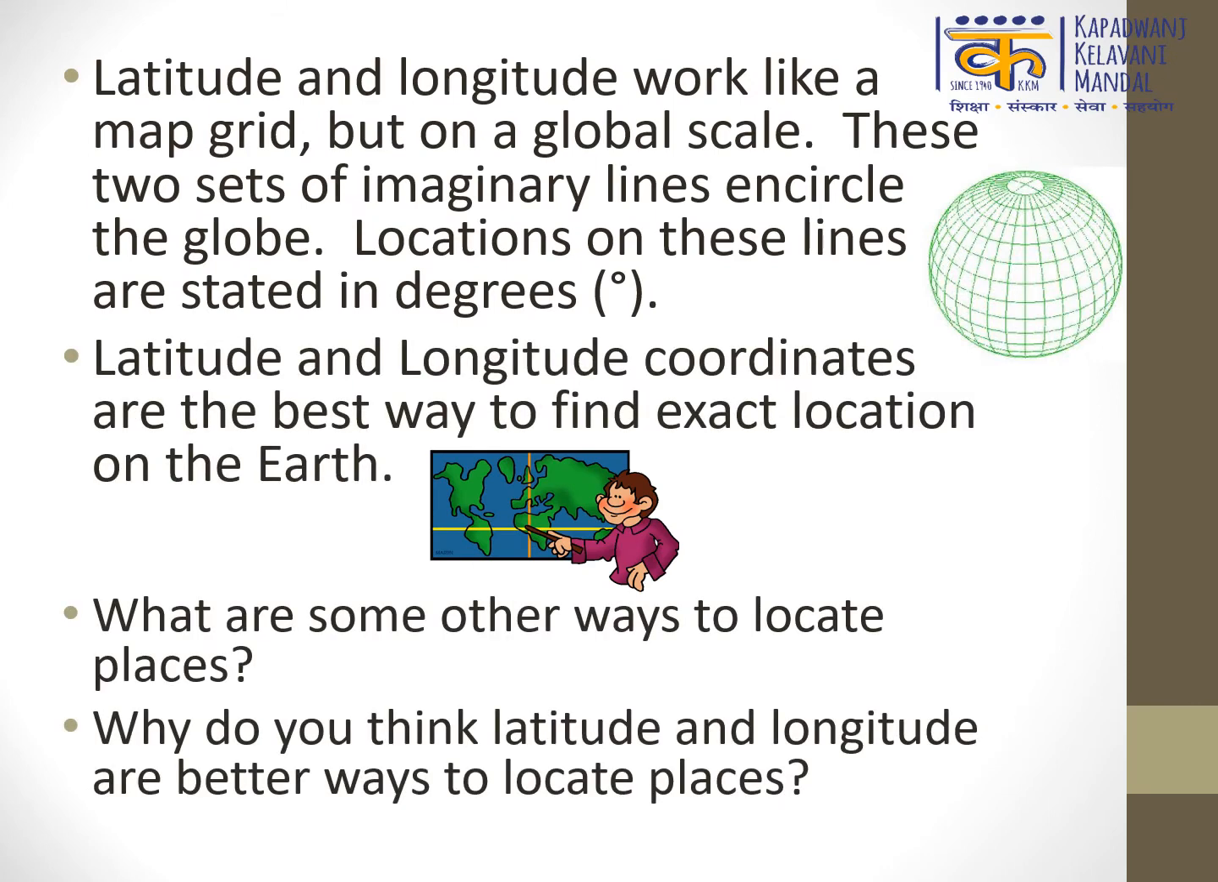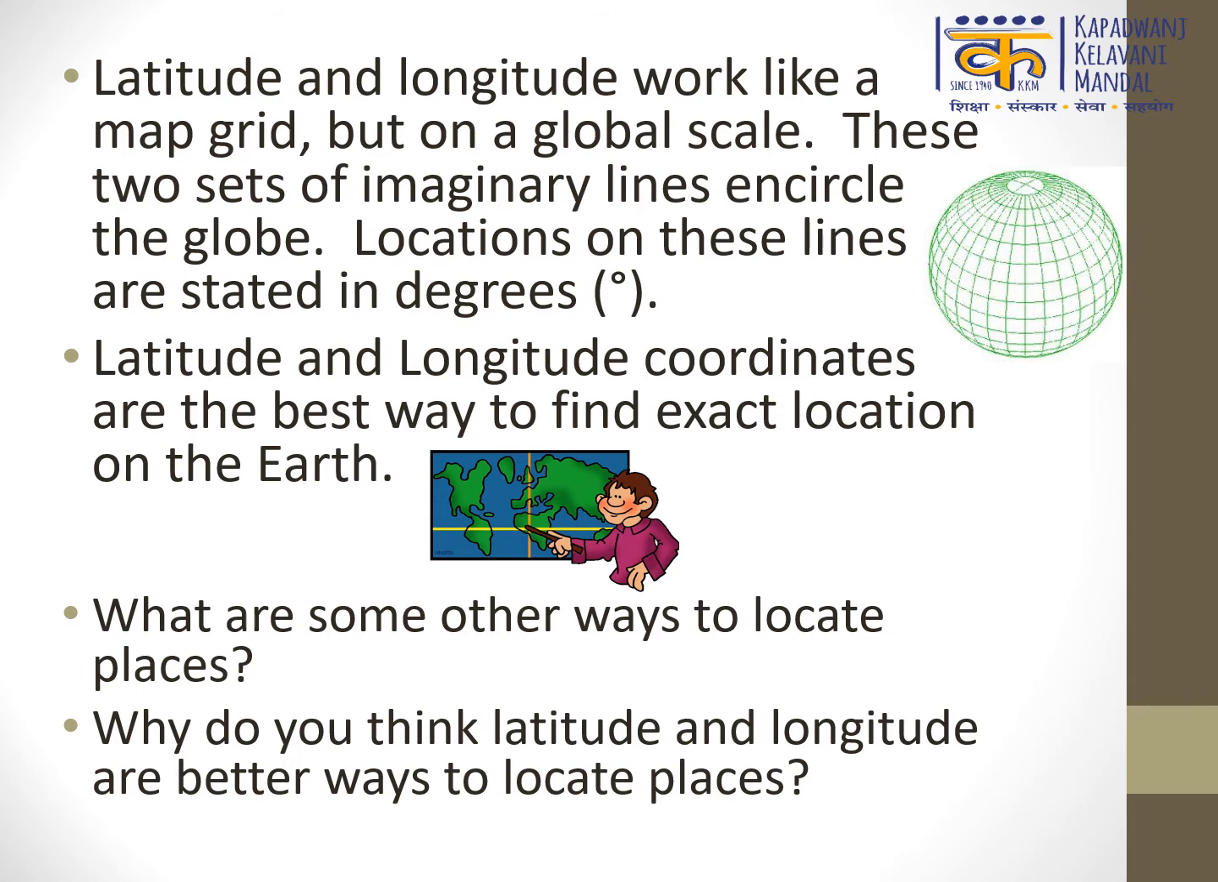How do latitude and longitude work? Latitude and longitude work like a map grid but on a global scale. These two sets of imaginary lines encircle the globe. Locations on these lines are stated in degrees. The primary unit in which longitude and latitude are given is degrees. There are 360 degrees of longitude and 180 degrees of latitude.